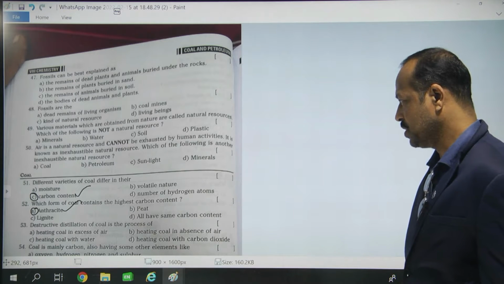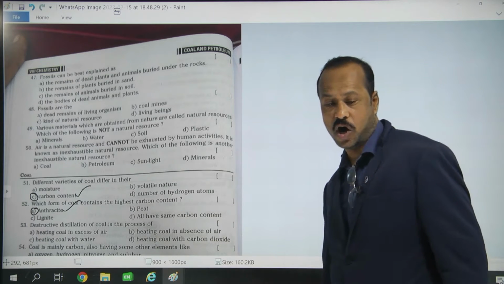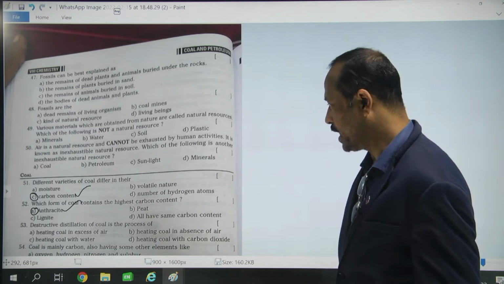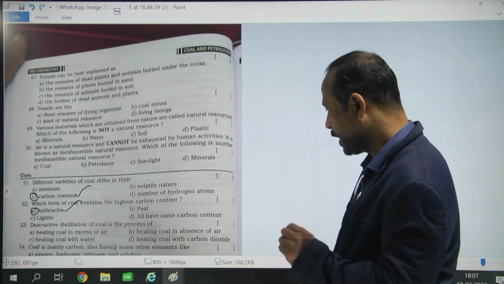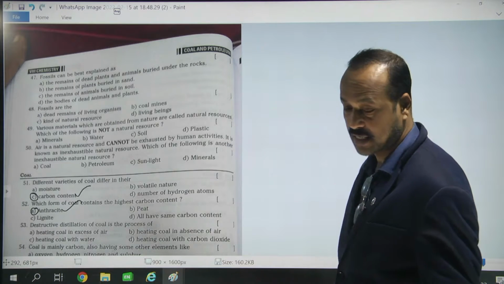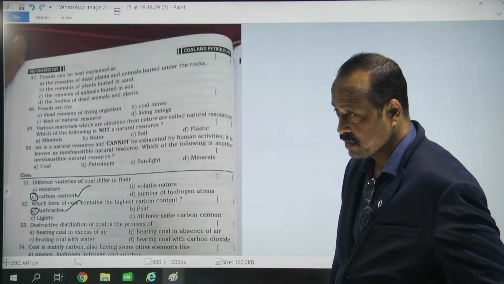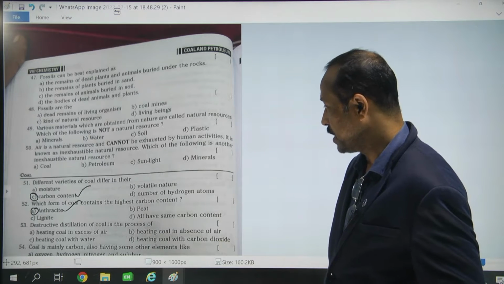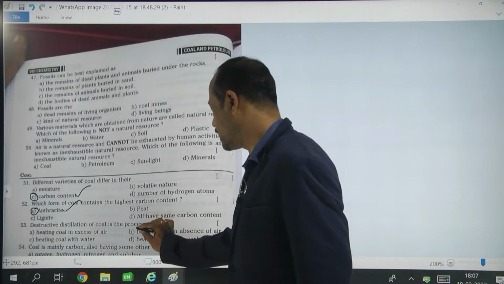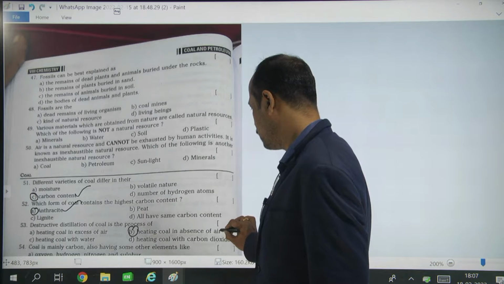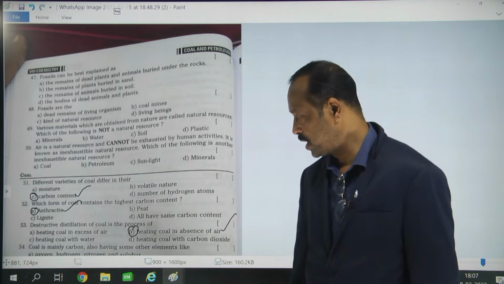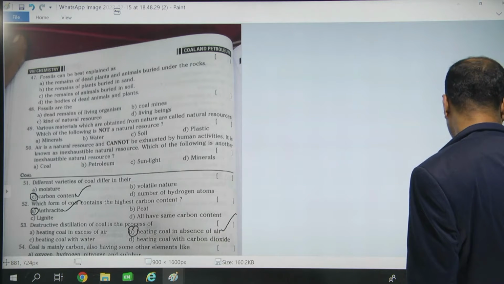Destructive distillation of coal is the process of heating coal in excess of air, heating coal in absence of air, heating coal with water, or heating coal with carbon dioxide. What is the right answer? In absence of air. Destructive distillation is in absence of air. Okay, right.